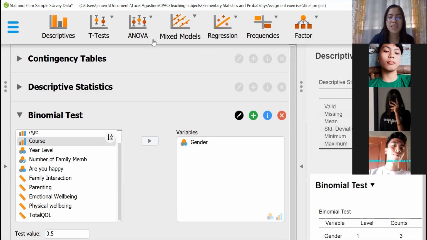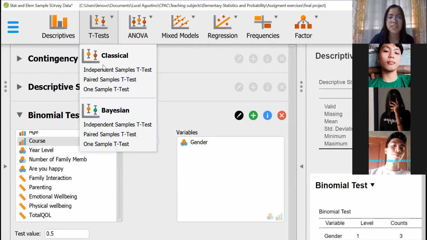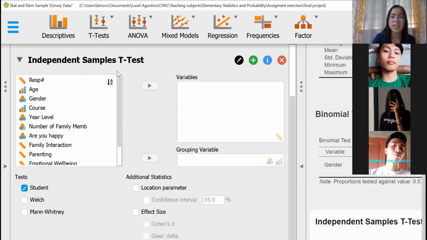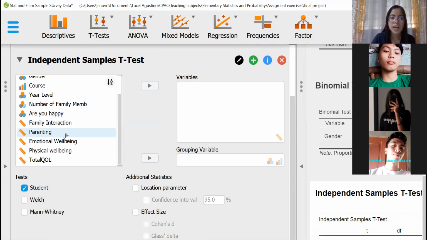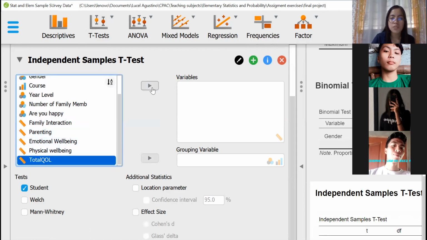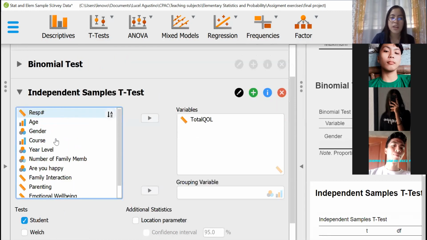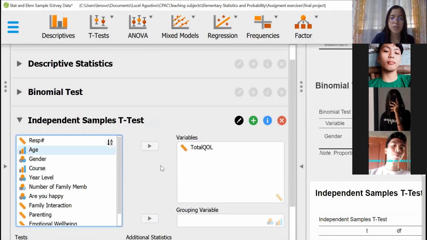Then for the t-test, you can see it at the top, t-test. The classical is there, and there is also Bayesian, which uses conditional or prior information. What we will use is classical. Remember, independent and paired t-test. We are using the independent t-test. Put the variable, the total quality of life, in the variables, and the grouping variable is gender.